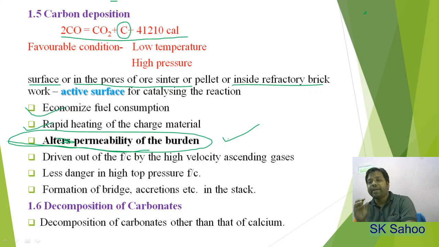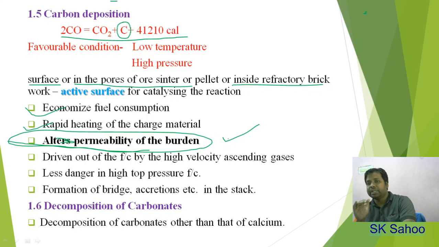Okay, so the fines will be a problem for your bed permeability. That means they will clog the pores or the voids of the bed of the blast furnace raw materials, so that the passage of the gases is blocked. So it will hamper the bed permeability by this carbon deposition reaction. Also, the fine particles of carbon clog the pores of raw materials, so that the diffusion of the gases inside the raw material will also be hindered. So in one way, it is decreasing the bed permeability.